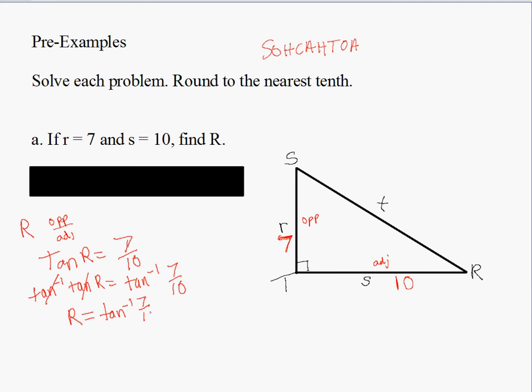When you plug that in the calculator, and remember, it's supposed to be to the nearest 10th, we get 34.992. We're rounding to the 10th, so this 9 is going to make the other 9 go up, and it rolls over. So this is approximately 35.0 degrees. Questions? Pause the video, write this stuff down, and I'm going to go to my next pre-example.